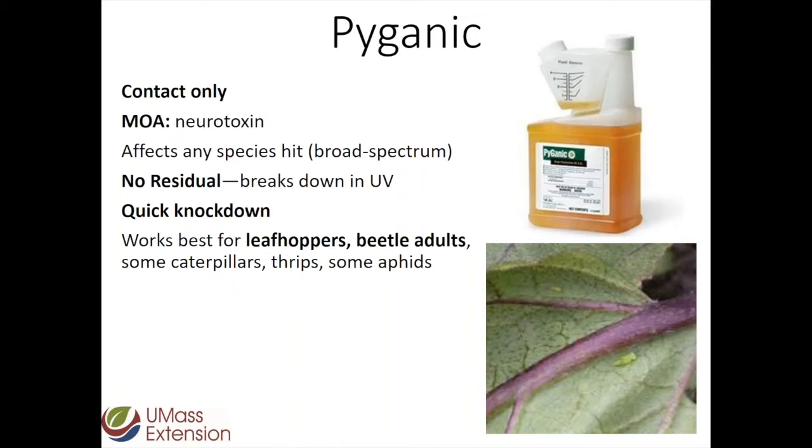But it doesn't stick around in the environment for very long, and so that can be a good thing and a bad thing. But we recommend Pyganic for a quick knockdown of things like adult beetles that are otherwise hard to kill. It works well on leafhoppers. I think because they're flying around like crazy, they're easy to knock out with this contact material. And some caterpillars, thrips, and some aphids are also affected.